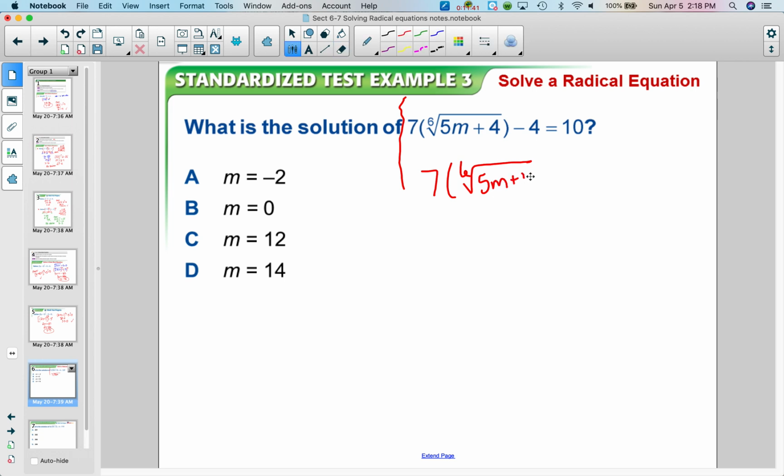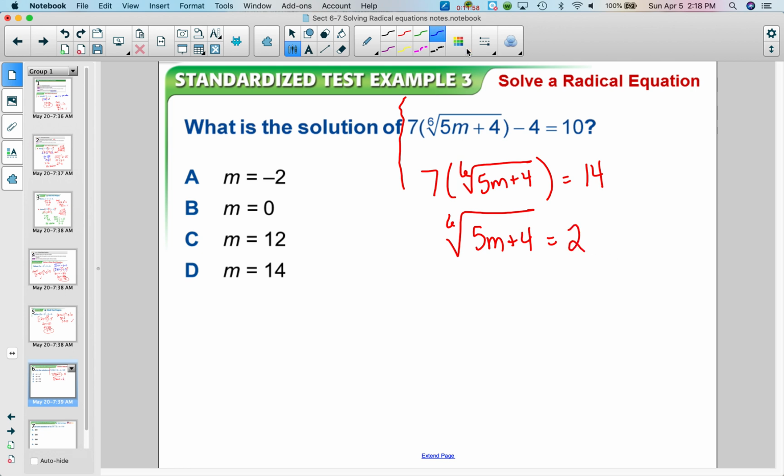5m plus 4 equals 14. Then I have to isolate the radical, so I have to divide by 7. So I get the 6th root of 5m plus 4. When I divide by 7, I get 2.